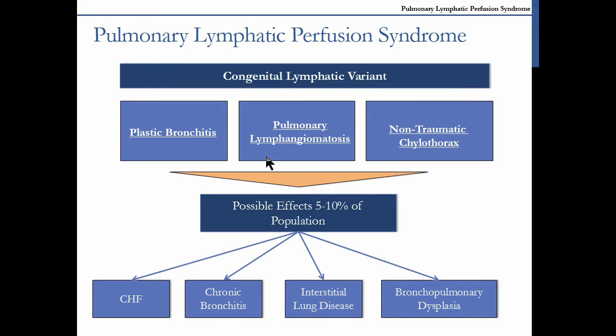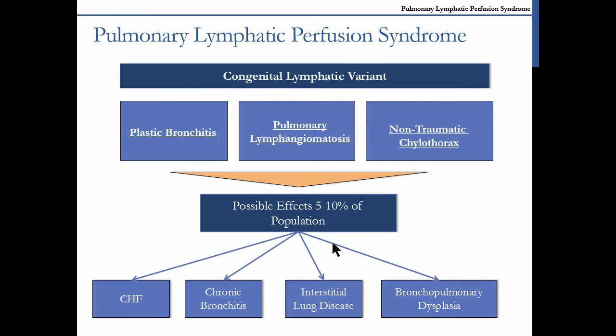So this is pulmonary lymphatic perfusion. These are diseases we know are out there. We clearly realize that it's a congenital lymphatic variant. Why? Because lymphangiographically, neonates and a 70-year-old, absolutely healthy, who developed plastic bronchitis look exactly the same. So this is a congenital lymphatic variant that is probably present in 5 to 10% of the population.